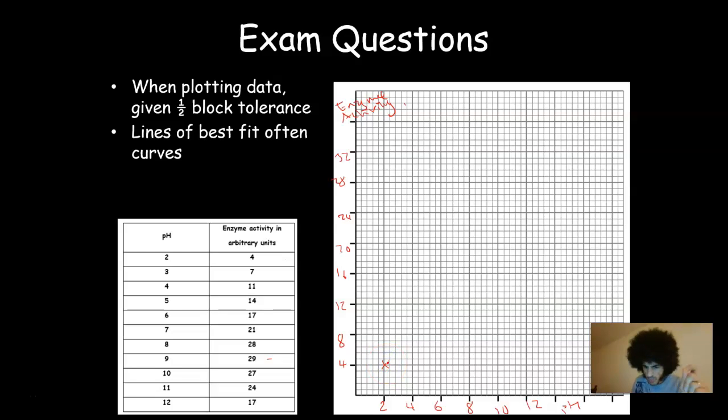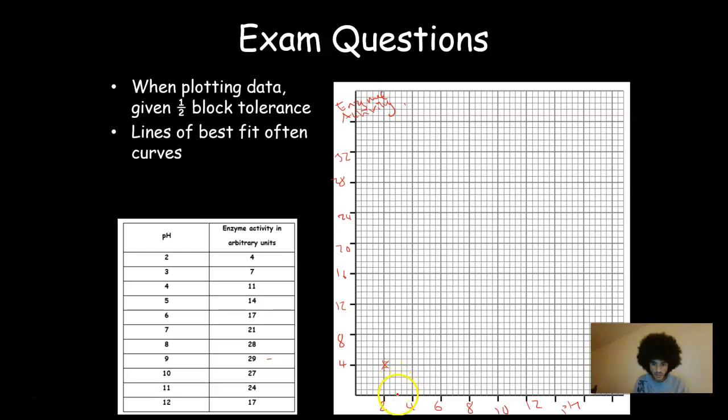Now you have a half block of tolerance. What that basically means is if I plot it there, or there, either of those points, I will get away with it. But if I plot it 1 block above or 1 block below, I lose the mark. So make sure you plot really carefully. One of the best bits of advice I can give you is when you plot this, use crosses, don't use dots, because dots can be quite inaccurate, hard to read for the examiner, easy to lose a mark.